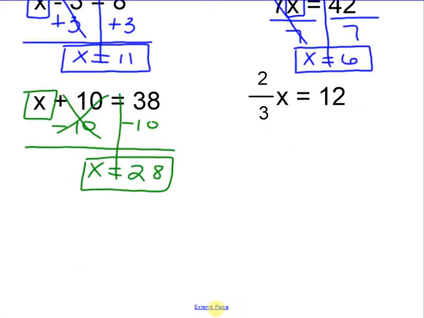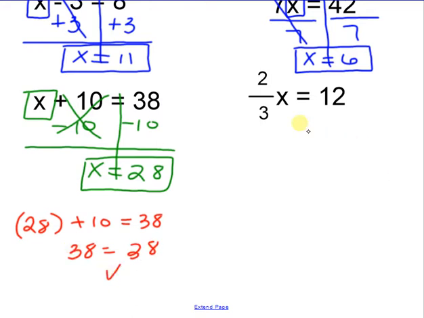And you should always get in the habit of checking your work. So we would have 28 plus 10 equals 38. 28 plus 10 is 38. 38 equals 38, and the solution is valid. Alright, over here you have 2 over 3 x equals 12. So you put a box around the variable. Now you have a fraction that's being multiplied to the x.